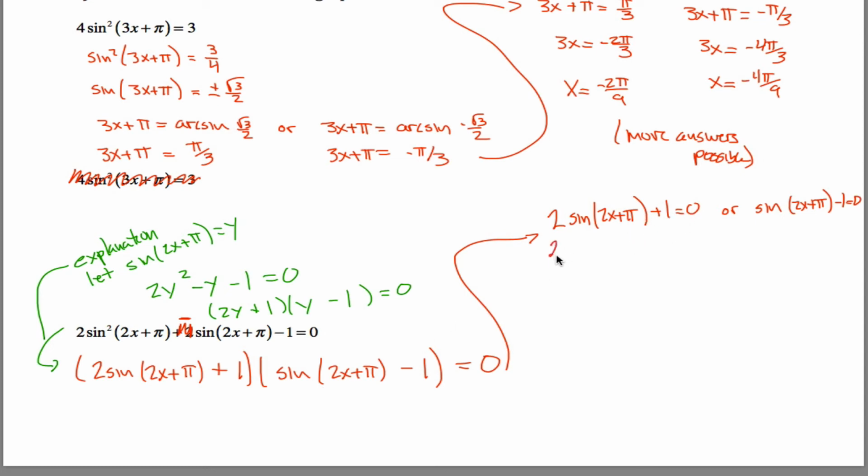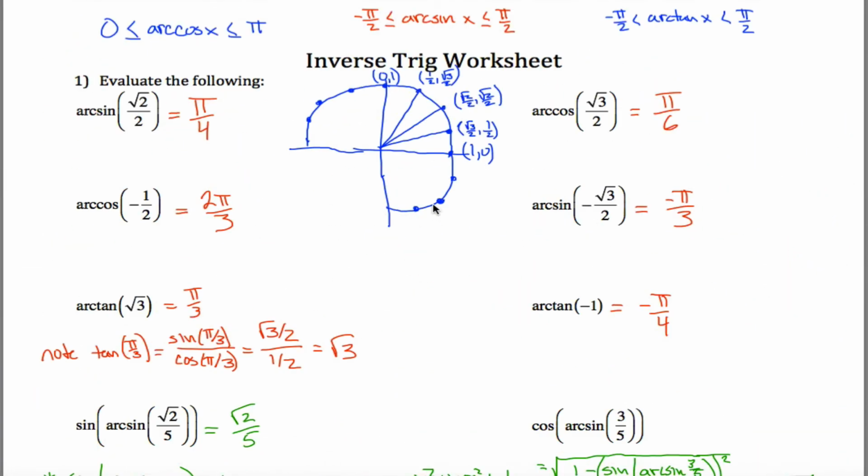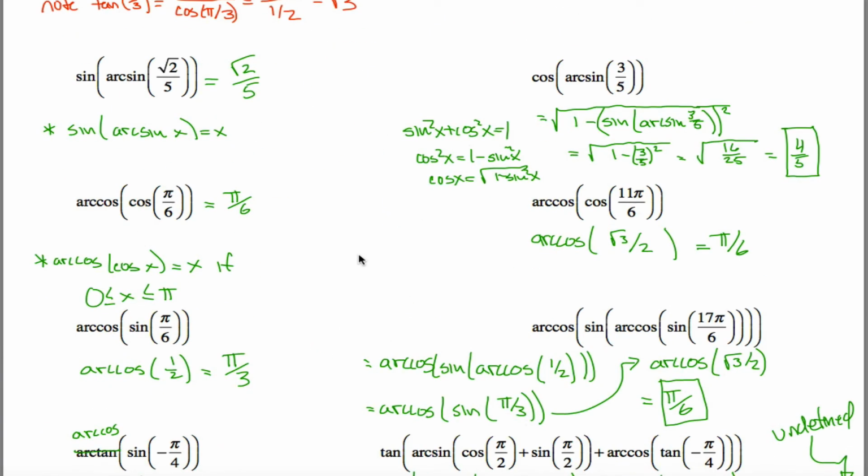Subtract 1 from both sides. I got 2 sine of 2x plus pi is equal to negative 1. Divide by 2. You got sine of 2x plus pi is equal to negative 1/2. Take the arcsine of both sides. 2x plus pi is equal to the arcsine of negative 1/2. The arcsine of negative 1/2 is asking me where from here to here is the y-coordinate equal to negative 1/2. Right here, the y-coordinate is equal to negative 1/2, so negative pi over 6.